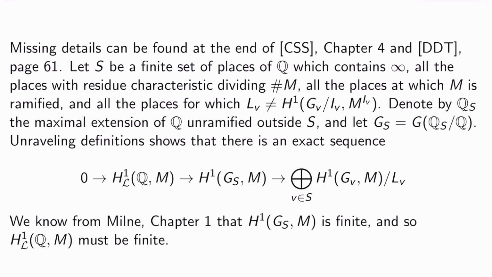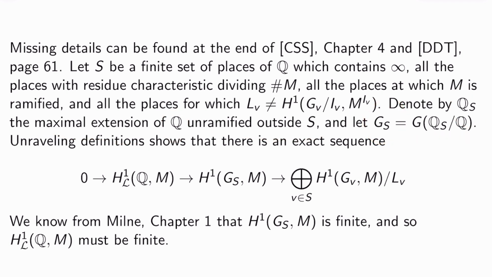Okay, here's the proof. So let S be a finite set of places of Q that contains infinity on the one hand, all the places with residue characteristic dividing the cardinality of M on the other, all the places at which M is ramified on the other, and all the places for which L_v isn't just the set of unramified classes, H^1(G_v/I_v, M^{I_v}), on the final hand. Denote by Q_S the maximal extension of Q that's unramified outside S, and let G_S be the Galois group of Q_S.